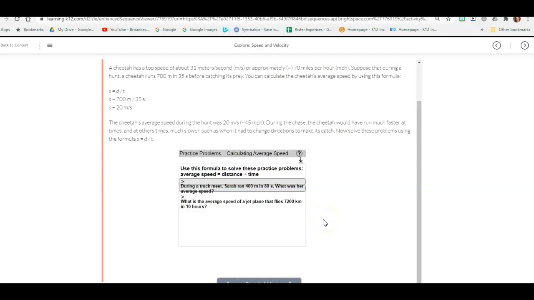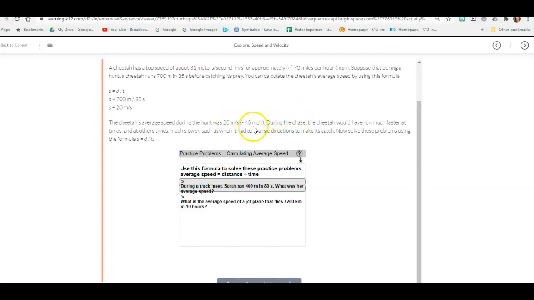So a cheetah has a top speed of 31 meters per second or approximately 70 miles per hour. Suppose that during a hunt, a cheetah runs 700 meters in 35 seconds before catching its prey. You can calculate the cheetah's average speed by using this formula. So you can see that worked out here. The cheetah's average speed during the hunt was 20 meters per second, or roughly 45 miles per hour.